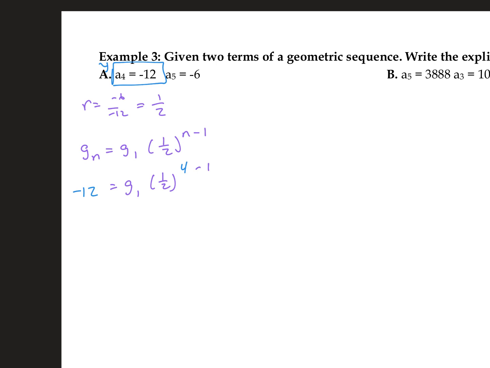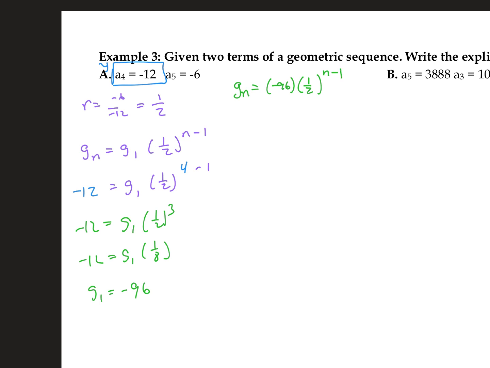So now when I simplify, negative 12 equals g sub 1 times 1/8. So I'm going to multiply both sides by 8, so g sub 1 is going to equal negative 96. Now I have enough information, so g sub n is equal to negative 96 times 1/2 to the n minus 1 power. So I have my explicit formula here.